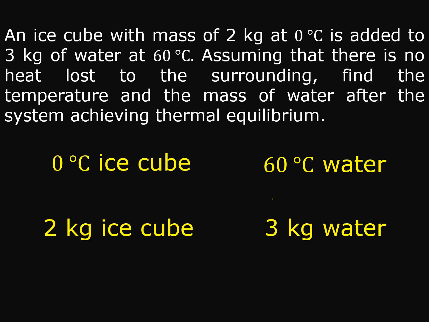In this system, the initial temperature of the ice cube is 0 degrees C and the initial temperature of the water is 60 degrees C. Because of the temperature difference, the ice cube and water will exchange heat. But because the water's temperature is higher than the ice cube's temperature, we know that the net heat flow will happen from water to the ice cube.